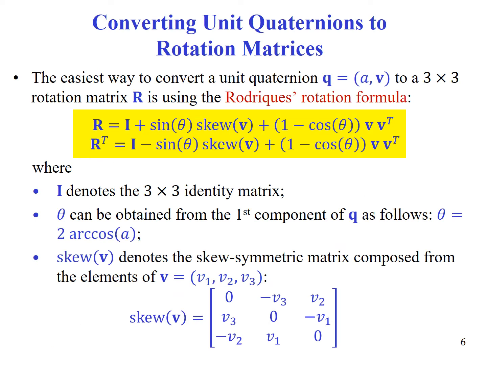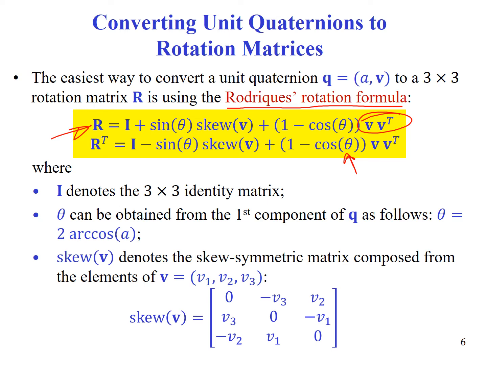Inside your graphics software or the graphics pipeline, we need rotation matrices to perform the rotations. Quaternions are only used as intermediate representations to interpolate them to achieve smoother animations. And once you have interpolated the quaternions, you will have to convert them back to rotation matrices. One method is called the Rodrigues rotation formula, where you can convert a quaternion, taking its V and theta values, back to a rotation matrix.